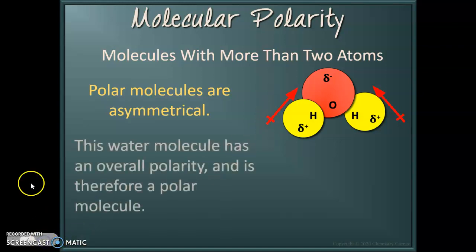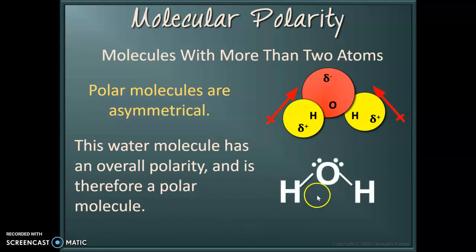Also, we need to know that the shape of water is a bent molecule, and we'll talk about that in just a minute. So this water molecule here has an overall polarity, again, because this oxygen is going to be more electronegative, and we're going to have these poles created, and it is a polar molecule. And then if you were to draw your Lewis dot structure here, this is what it would look like, and it would be asymmetrical. And asymmetrical just means that when you draw it, it's an angle versus being in a straight line.